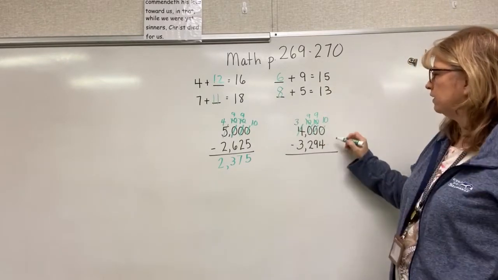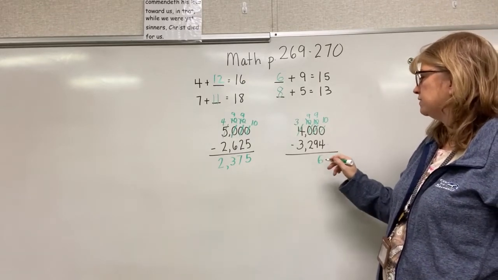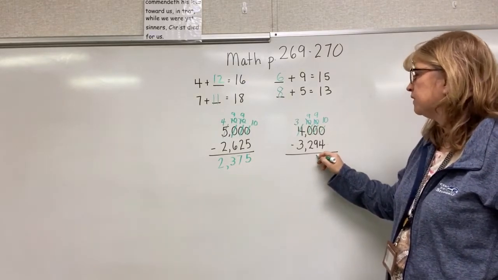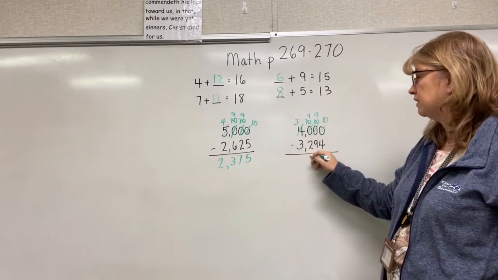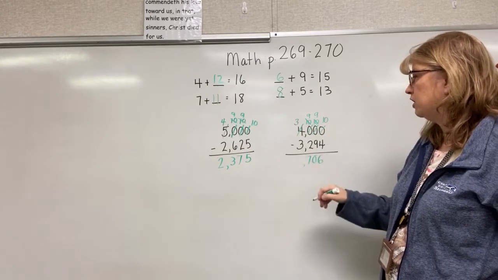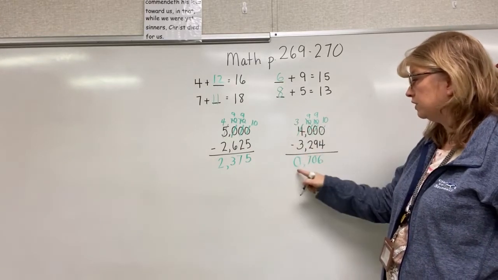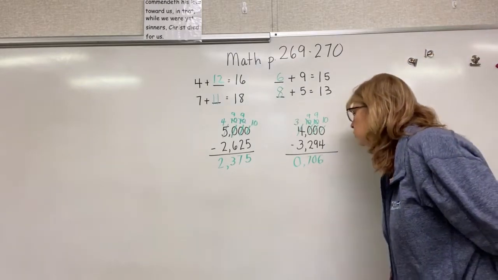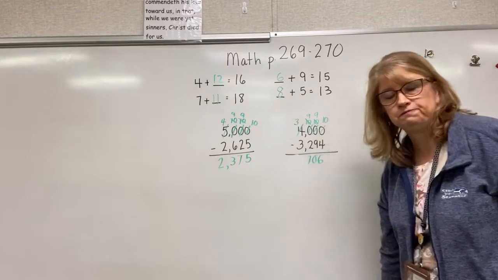10 minus 4 equals what? 6. 9 minus 9 equals what? 0. 9 minus 2 equals what? 7. Bring down your comma. And then 3 minus 3 is 0. You can do this, but if you want to just leave it 706, that would be fine also.